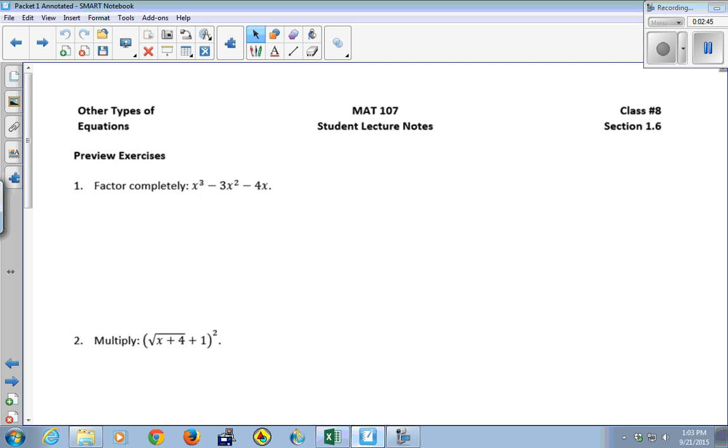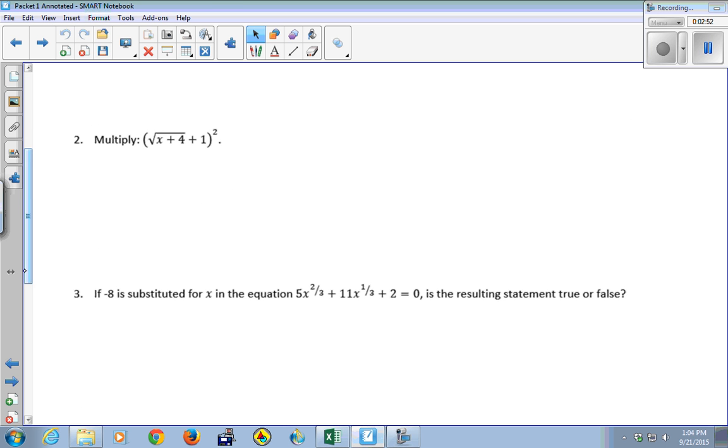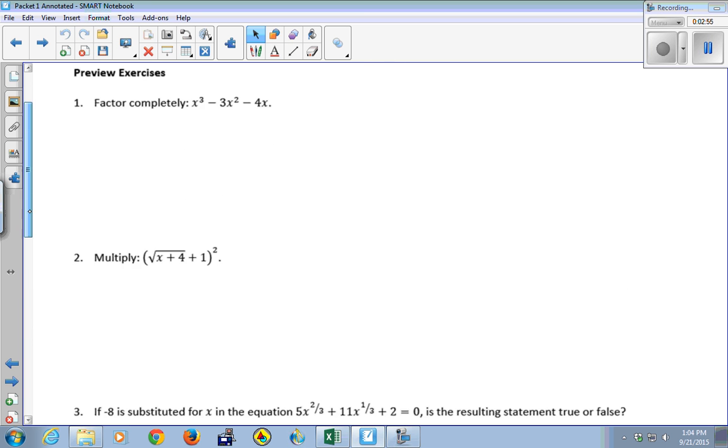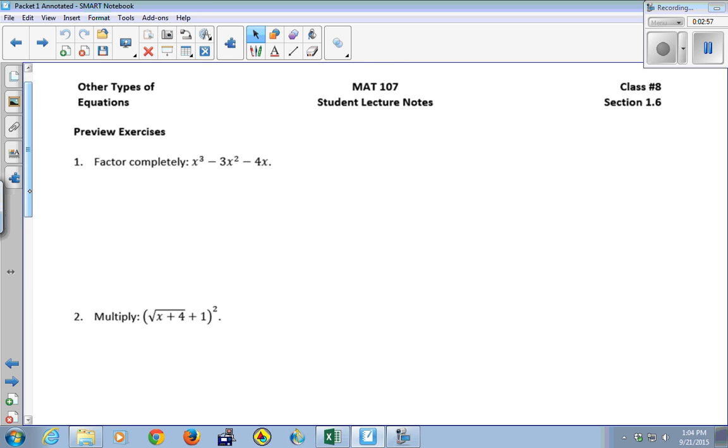All right, so I'm going to work through the preview exercises with you. These are some important things that are going to come up in helping us figure out how to solve other types of equations. All right, so if I want to factor x cubed minus 3x squared minus 4x, what's the first thing that jumps out at you? Factor out an x. Yeah, there's an x in every single term. So I could factor out an x. Sometimes I call that reverse distributing, right? It's like undo the distribution rule.